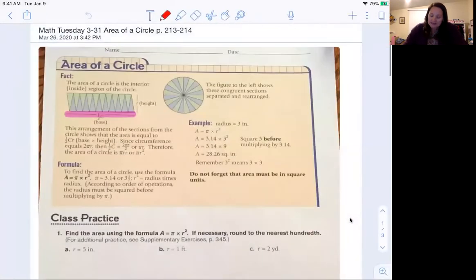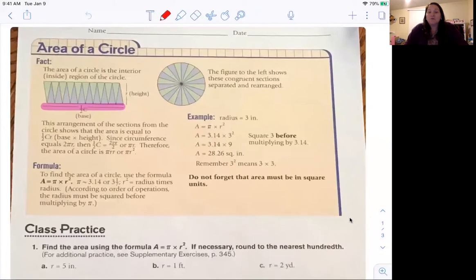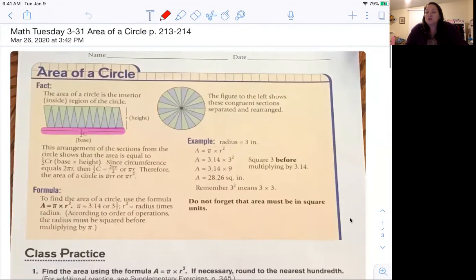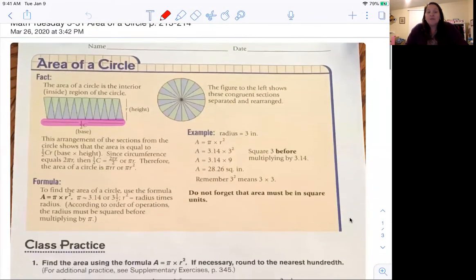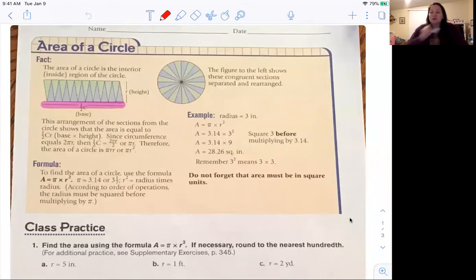Today's lesson is area of a circle. So far you're going to have page 213, 214 torn out. So far we've only done circumference, which means the distance around. Well, now we're going to do area, and it means the same thing it does with any other shape. It means the distance inside. And there's a new formula we're going to learn today. Area equals pi r squared.